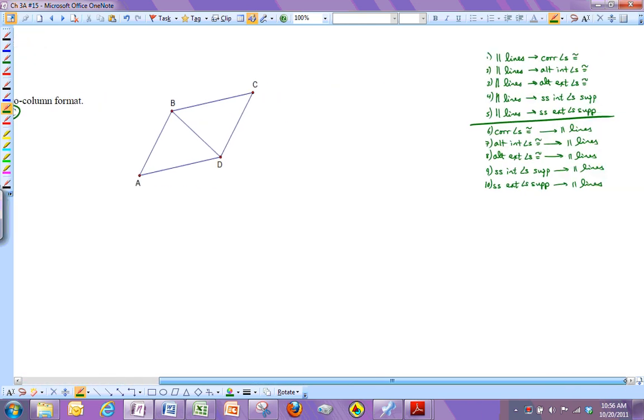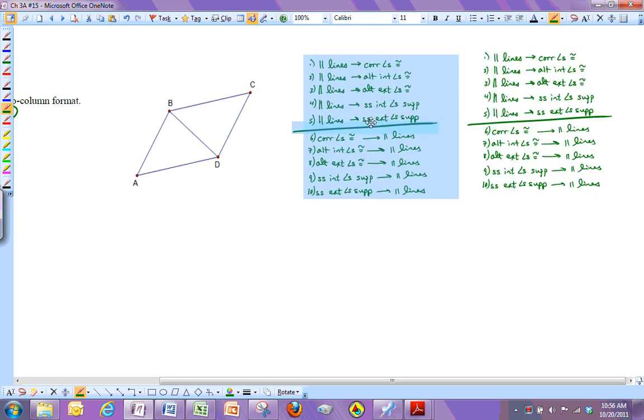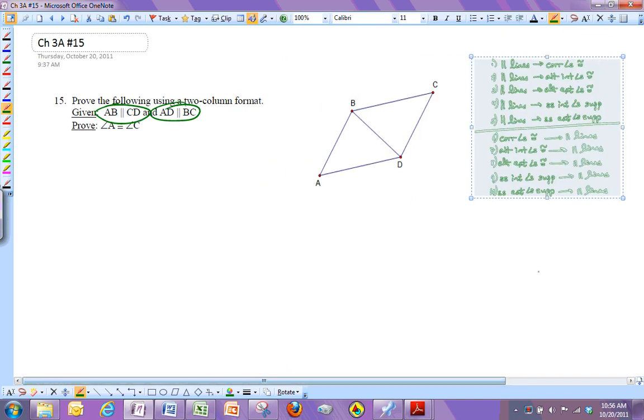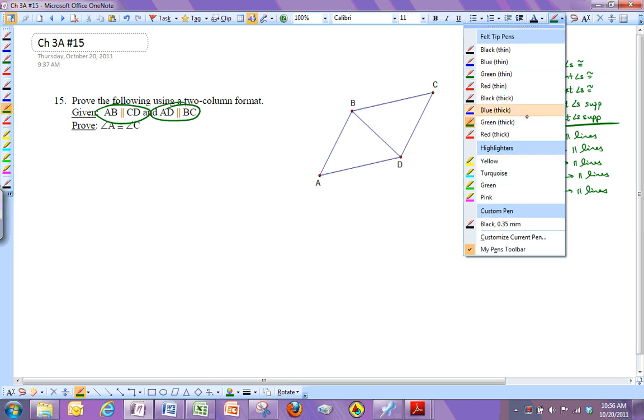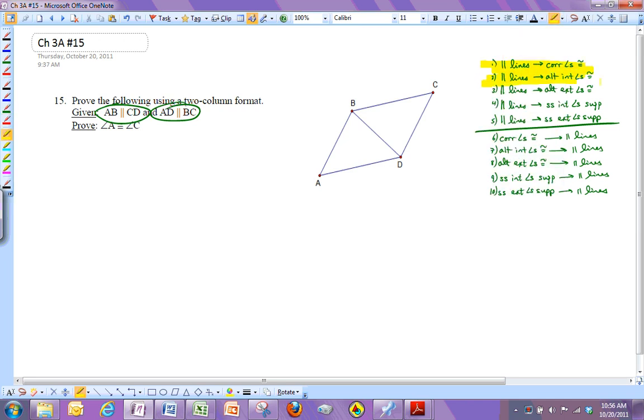And so over here, I've listed all of our parallel line reasons that we've come up with for this chapter. Now in this case, we already have parallel lines. We're not trying to get parallel lines. So I'm only going to focus on these ones up here, the important ones, where you already have parallel lines. I'm not even going to bother with these. Okay, so now let's make a chart for our proof.